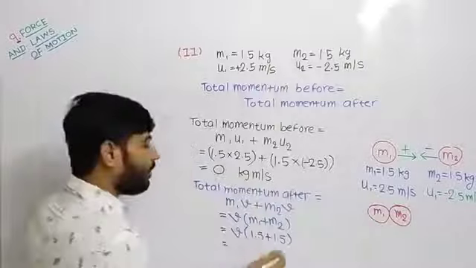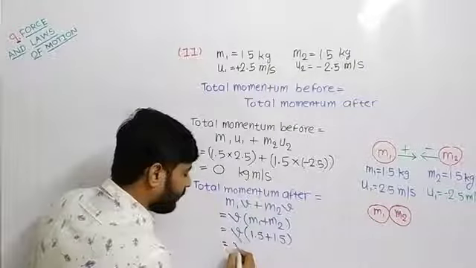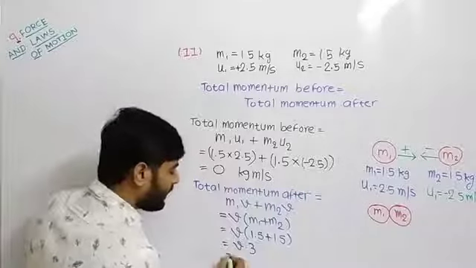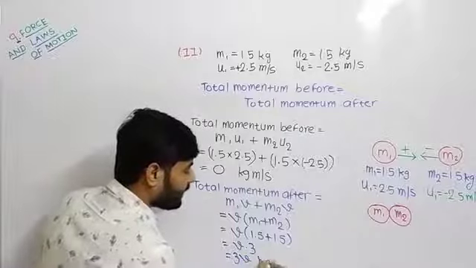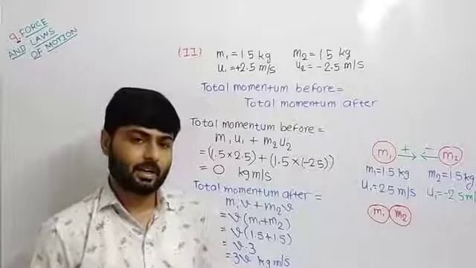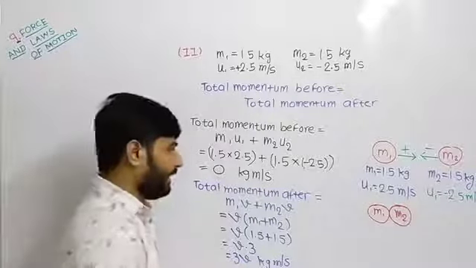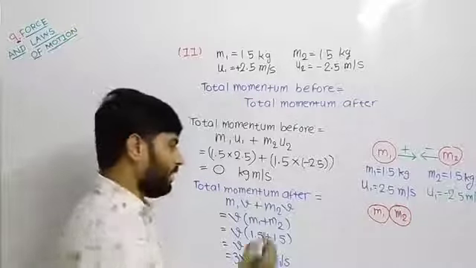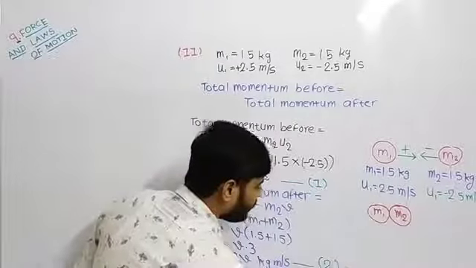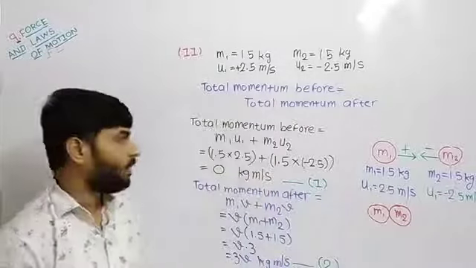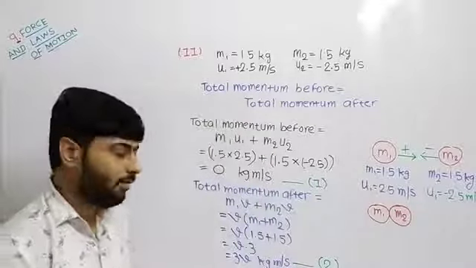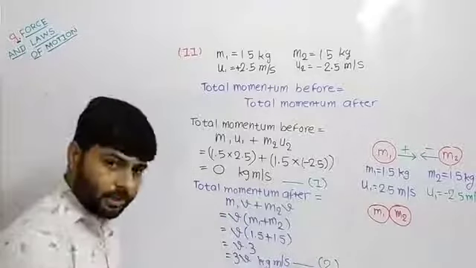So we have total momentum before is equal to v 1.5 plus 1.5, that is 3. So we have 3v kg meter per second as momentum after collision. So by law of conservation of momentum, this result number 1 will be equal to result number 2. Why? Because total momentum before is equal to total momentum after. So I compare both result 1 and 2.